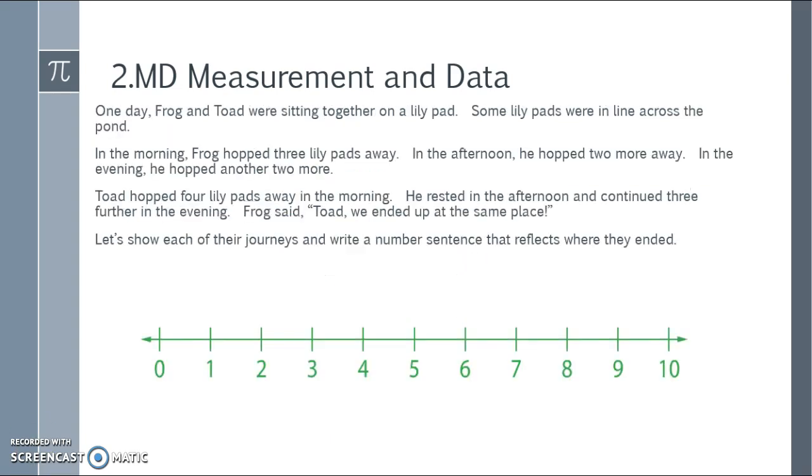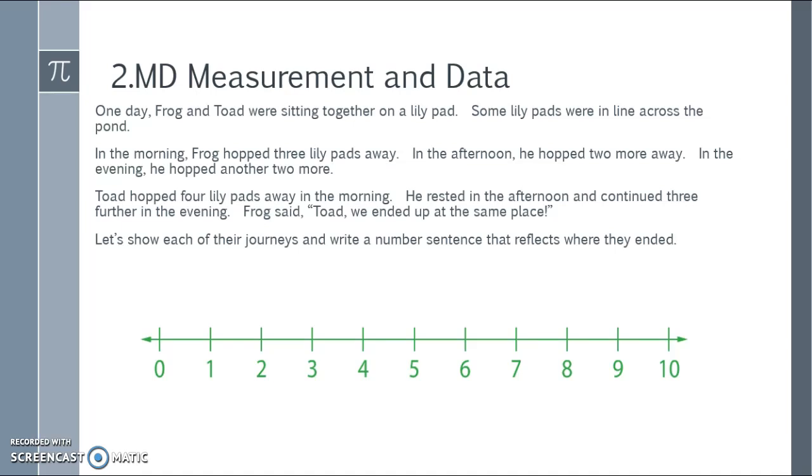One day, Frog and Toad were sitting together on a lily pad. Some lily pads were in line across the pond. In the morning, Frog hopped 3 lily pads away. In the afternoon, he hopped 2 more away. In the evening, he hopped another 2 more. Toad hopped 4 lily pads in the morning. He rested in the afternoon and continued 3 further in the evening. Frog said, "Toad, we ended up at the same place."